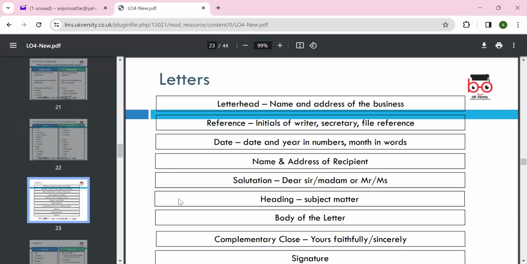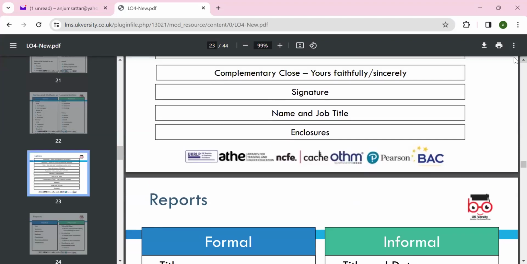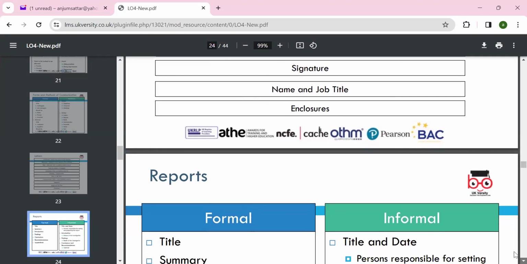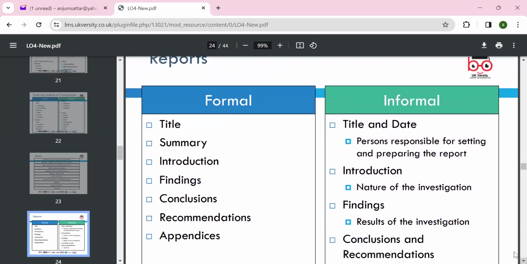And then if you write letters, the letterhead, name, address, reference and date are the key points to keep in mind when we write letters to communicate to people. We need to follow the complimentary close, such as yours faithfully or yours sincerely, then your name, your job title, and which department you are in. It's good to have that in the report.